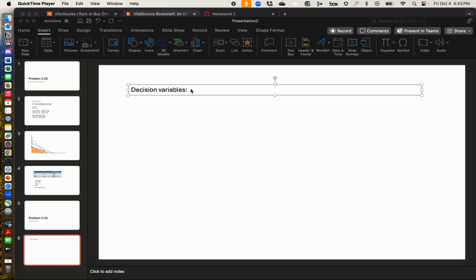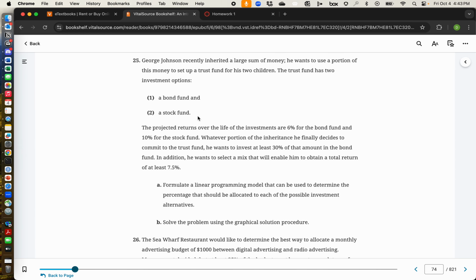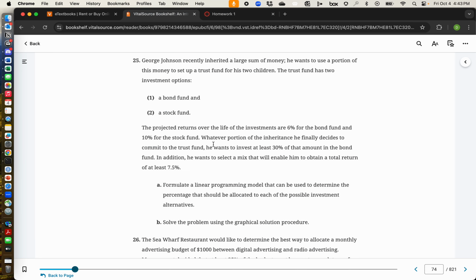Okay, everyone. And now we're going to solve the second problem on the homework. So if I go back to the homework, the second problem was 225, George Johnson. So this is the George Johnson problem.